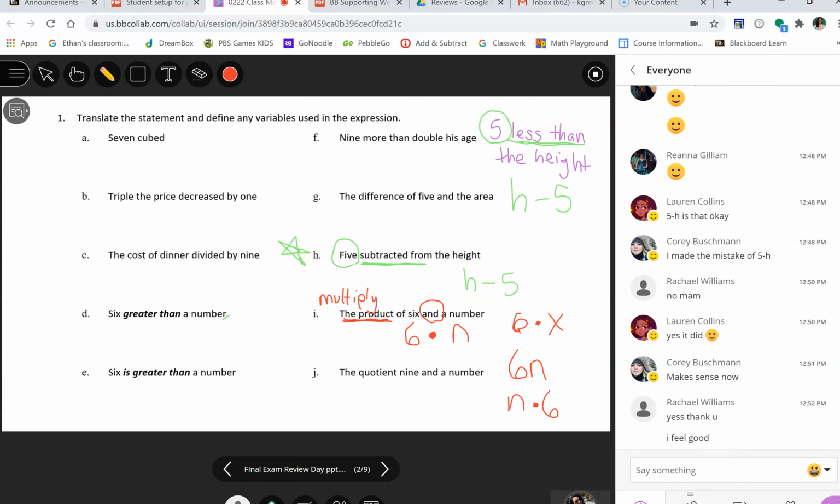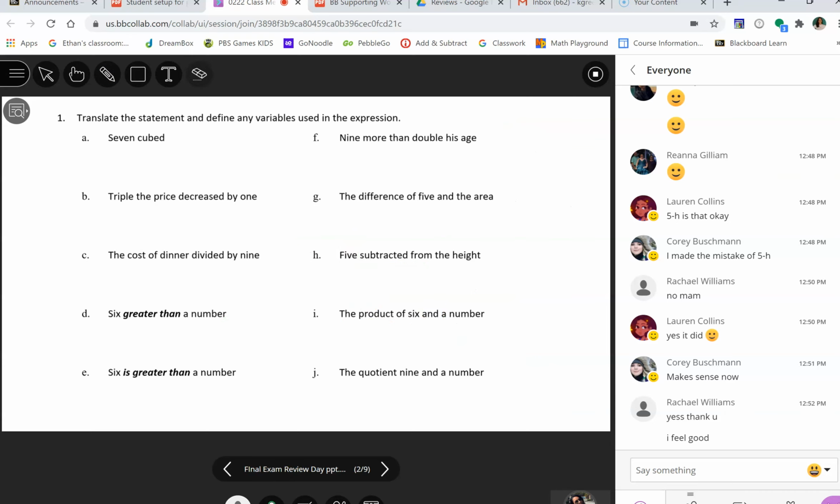There was also another one on quiz one that had the word sum, but most people got that one right. Sum meant addition, right? So if it had said the sum of 6 and a number, then we're not as confused, right? Because we would have 6 and a number, and you would have the word sum and the word and, and it made more sense. It was that word product that threw us off.